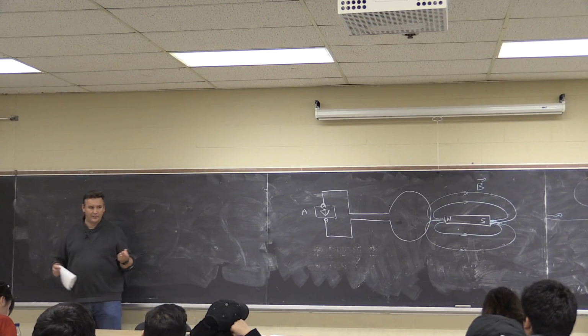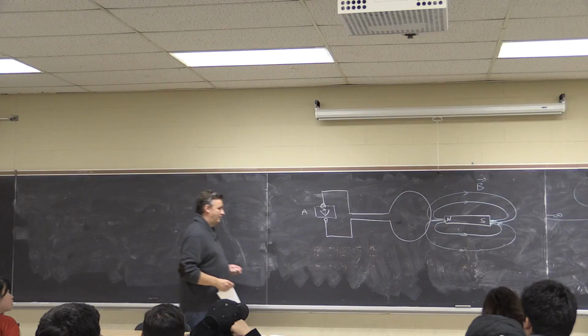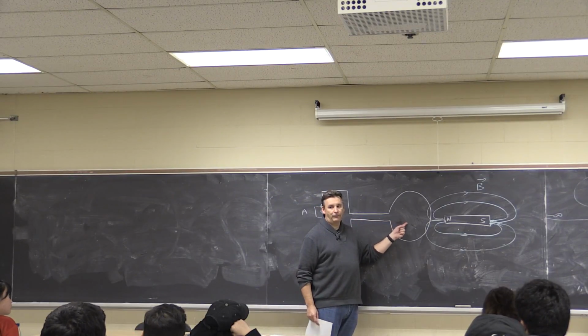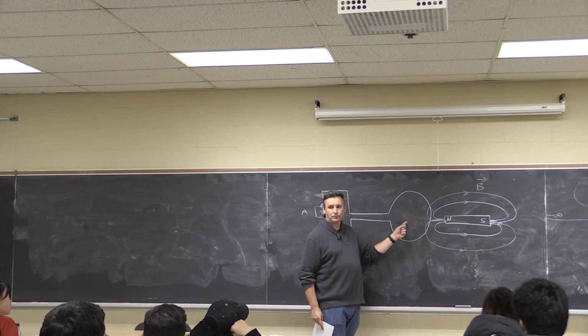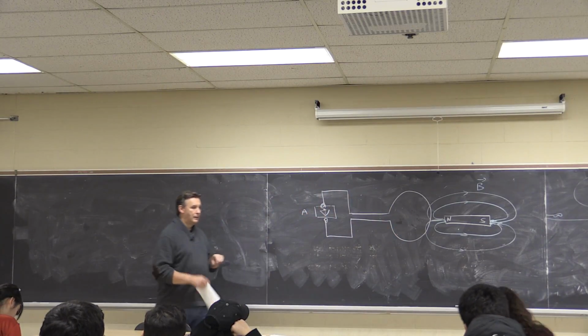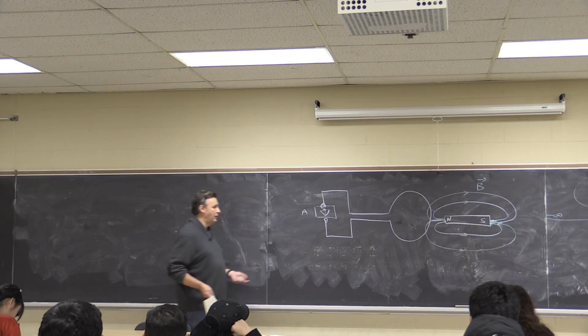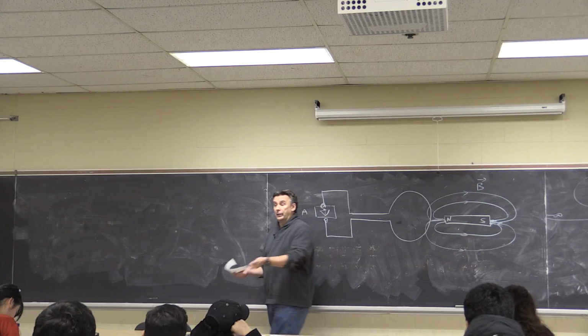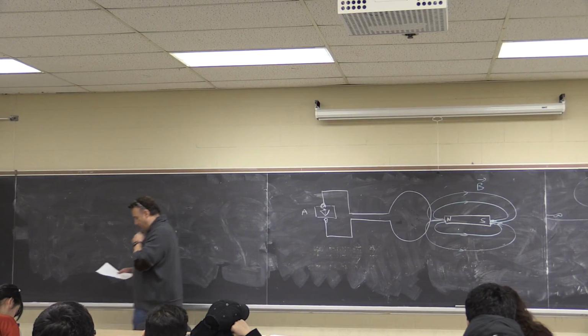So what does that tell us? It's not the magnetic field on its own that's causing the current. It's what? It's the change in magnetic field. It's dB by dt. The rate of change of magnetic field flowing through this loop is causing the current to flow. That's what he noticed.